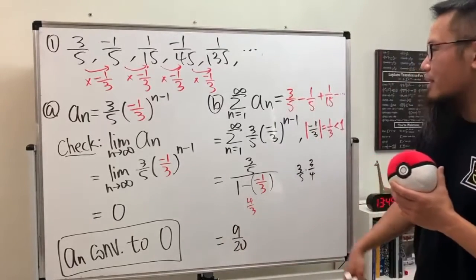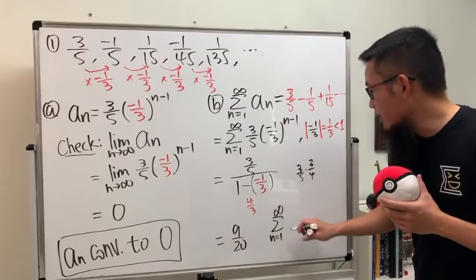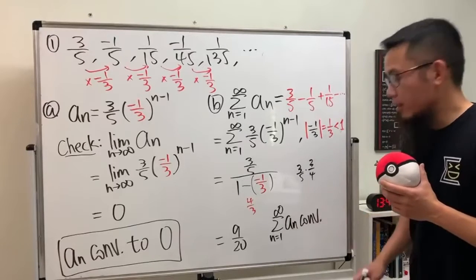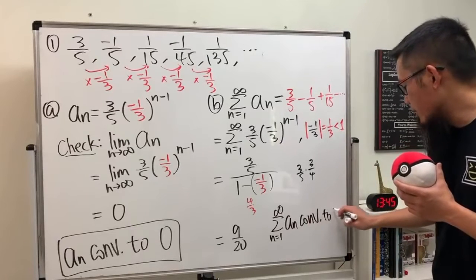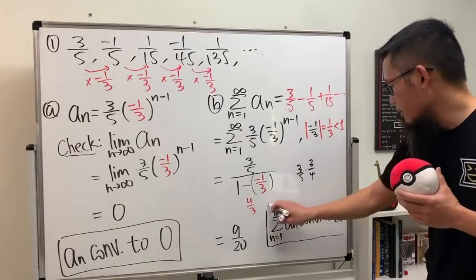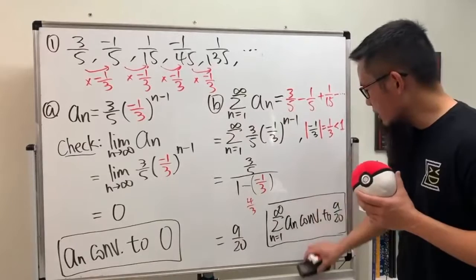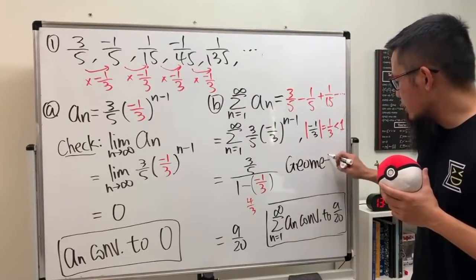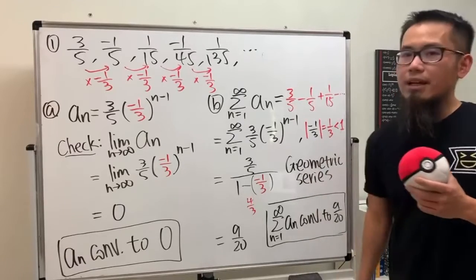Right? So right here we'll just say this series as n goes from 1 to infinity of an converges by the geometric series, and it converges to 9 over 20, right? And maybe I should mention this right here as the geometric series somewhere, just to make it super clear, because the goal for this video is to help the calculus 2 students, right?